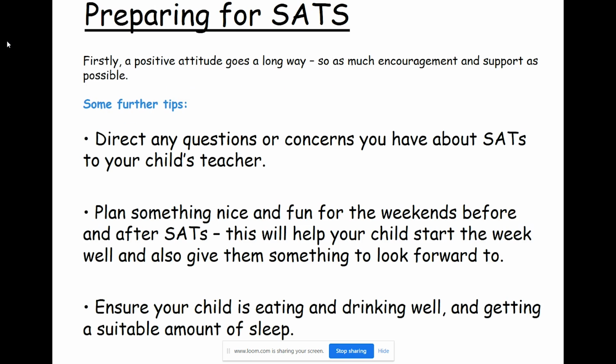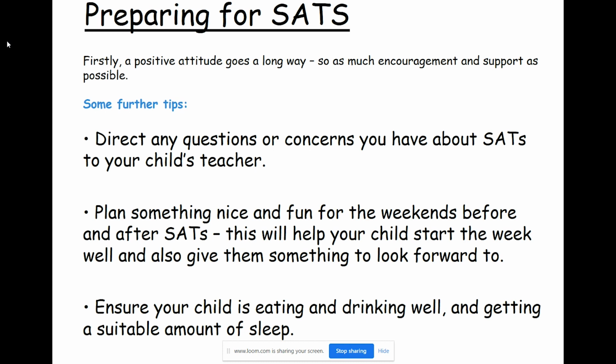Preparing for SATs, things you can do at home. If you have any questions or concerns, do speak to your child's class teacher, and they can direct you to ways that you can help. Ask them how they're doing with their current SATs. They will have done some mocks recently.